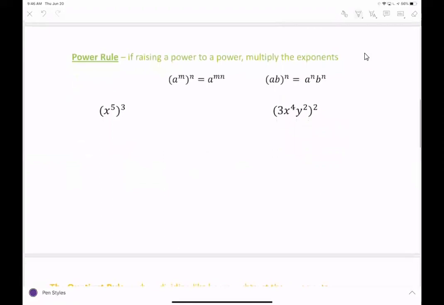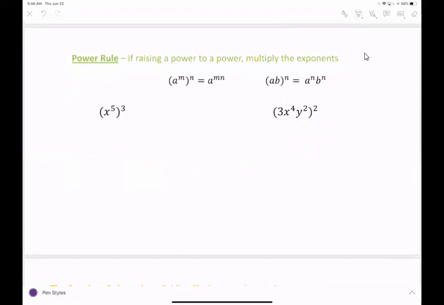The second rule is the power rule. The power rule says that if we are raising a power to a power, so what we will do is multiply the exponents. This rule you can use if you look at kind of how this is set up.